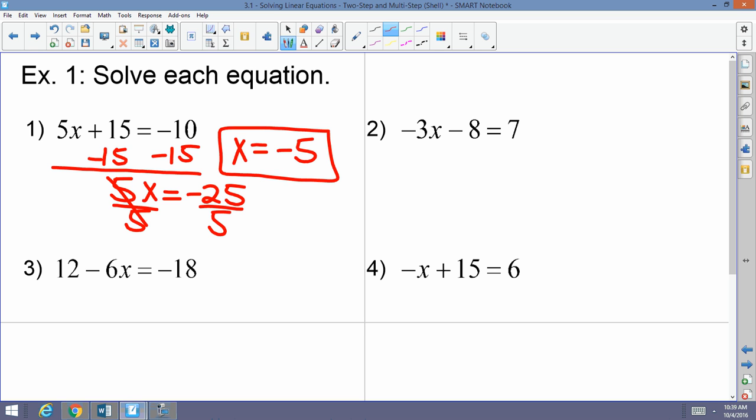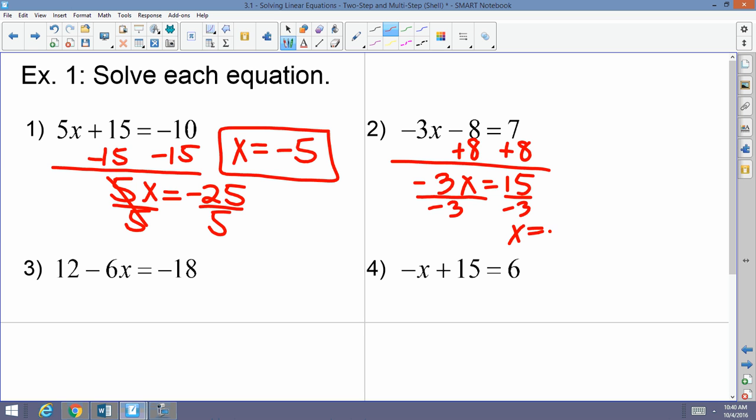Number 2, I got negative 3x minus 8 equals 7. Okay. So I'm going to go ahead and add 8 to both sides to get rid of the subtraction and addition first. It's going to equal 15. What's the relationship between negative 3 and x? Multiplication. How do you cancel multiplication? Division. So you divide by negative 3. Bada bing, bada boom. And x equals negative 5.